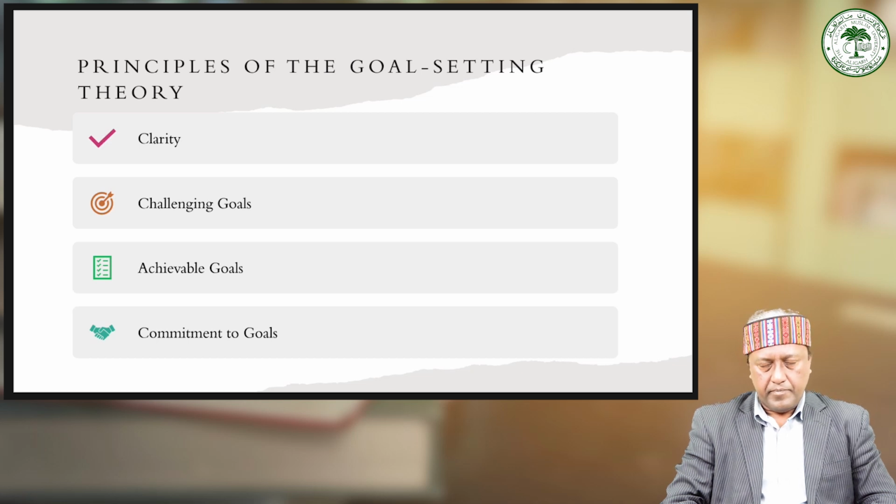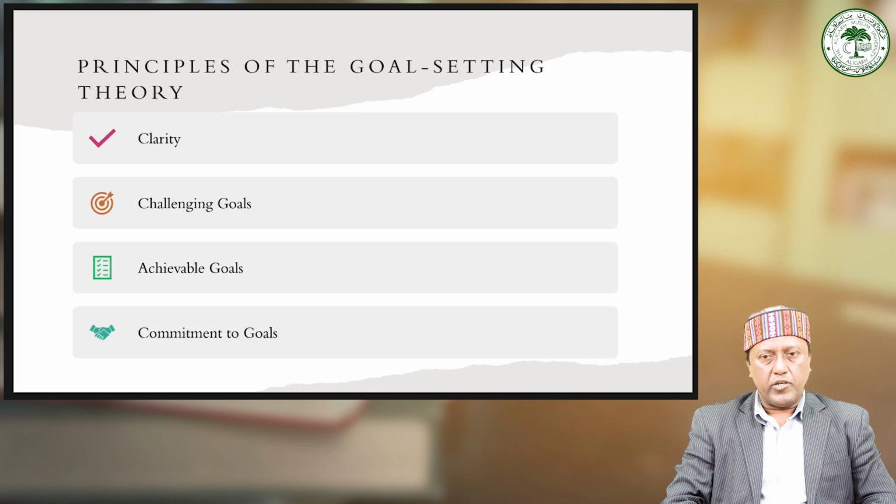Number one, clarity. Clear and specific goals are essential for effective performance. Vague or ambiguous goals can lead to confusion and misunderstanding, hindering an employee's ability to meet expectations. Clear communication is crucial to avoid misconceptions and ensure everyone is on the same page regarding their desired outcome.